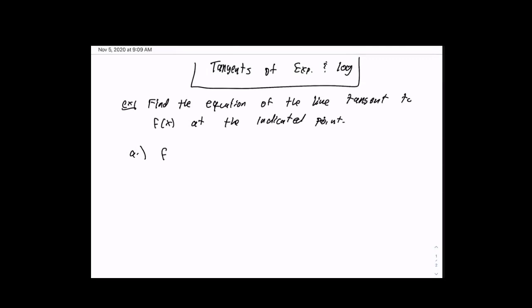In part A, we have f of x equals x squared e to the 2x minus 4, and we want to find the tangent at a equals 2. Okay, so very traditional type of AP calculus problem that we want to feel very comfortable with.